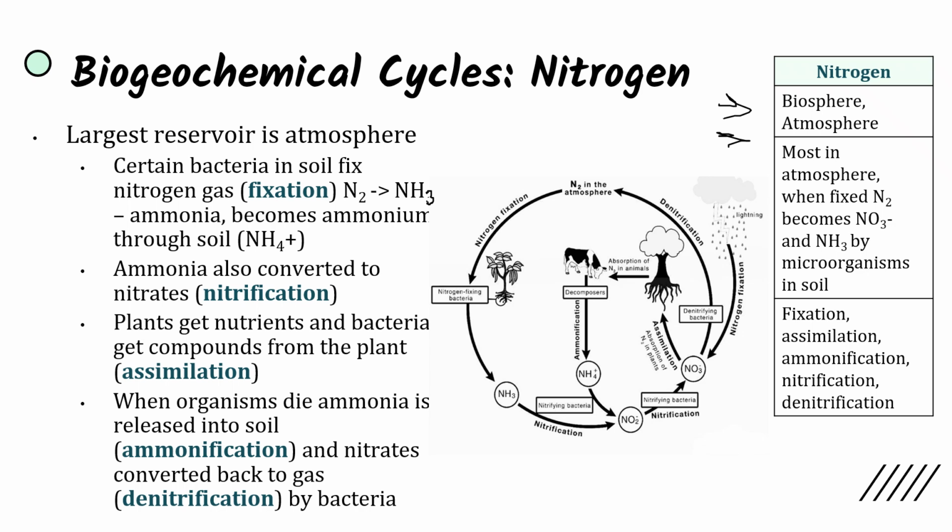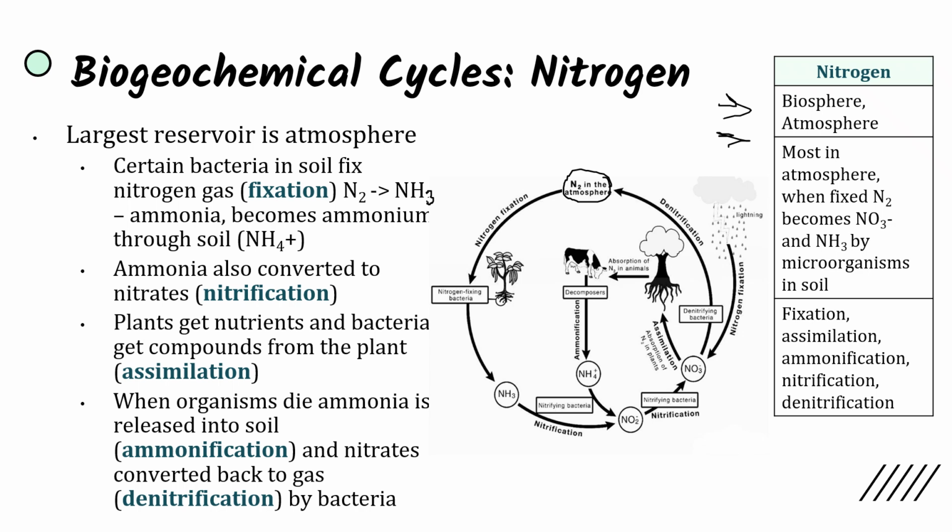So plants are going to get nutrients from the soil, bacteria are going to get compounds from the plants through assimilation, and so these nitrates and ammonia will be incorporated into these living organisms through assimilation. When organisms die, ammonia will be released back into the soil, that's ammonification, and nitrates will be converted back into nitrogen gas through denitrification by bacteria.